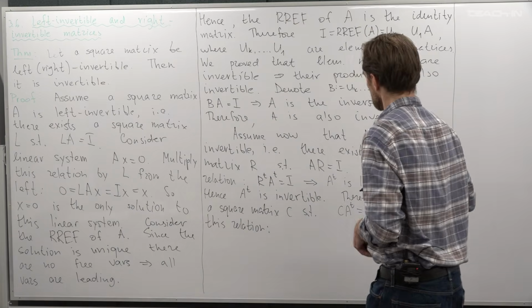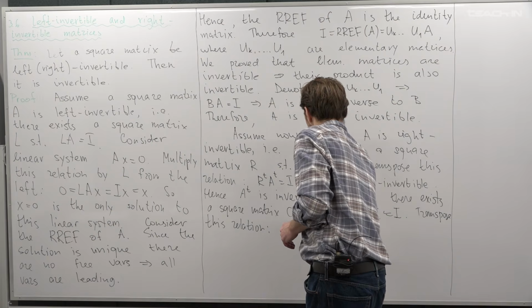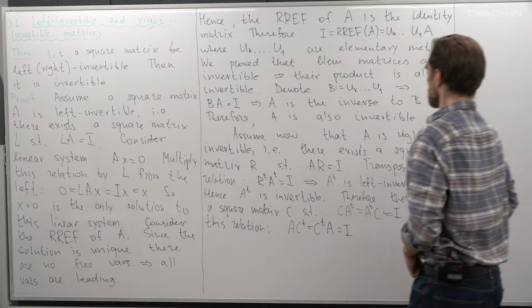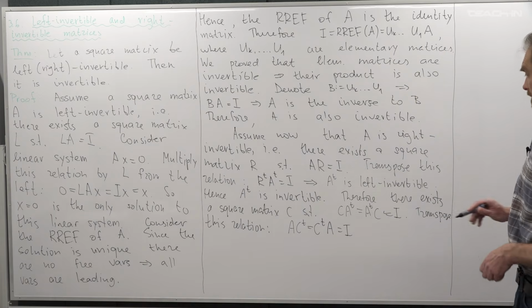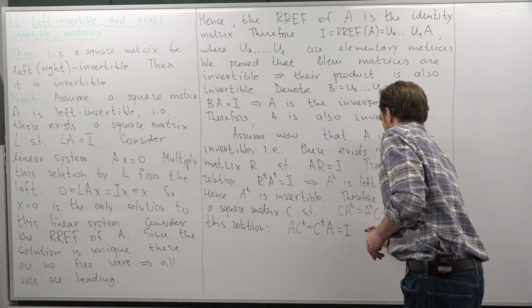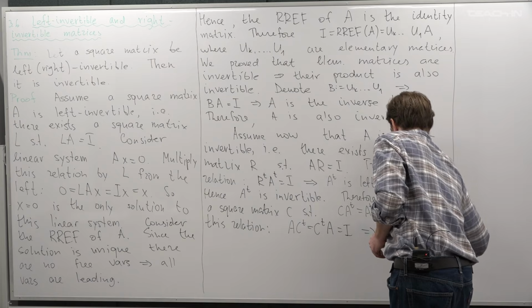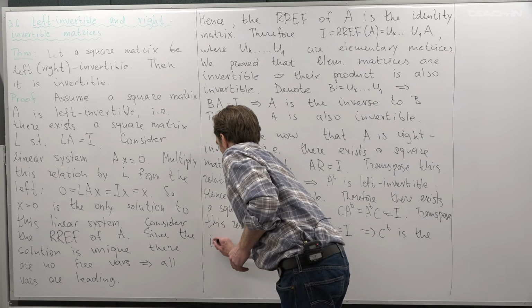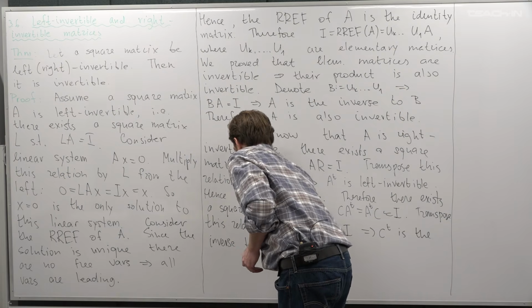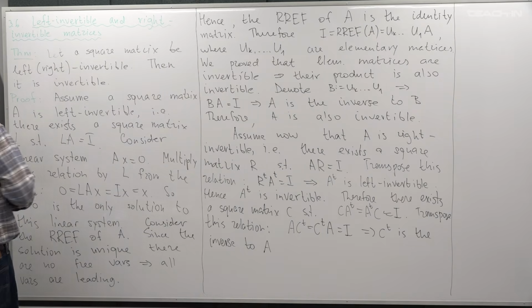So what do we get? We get A multiplied by C transpose equals C transpose multiplied by A equals the identity. So, according to the definition, C transpose is the inverse to A. So A is invertible. So we proved this statement.